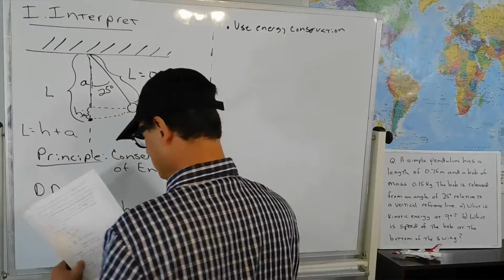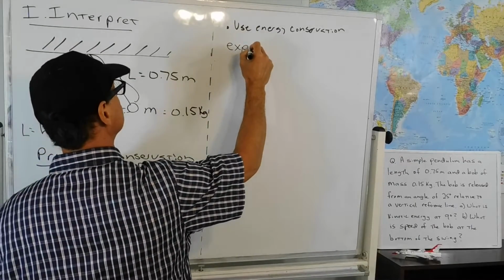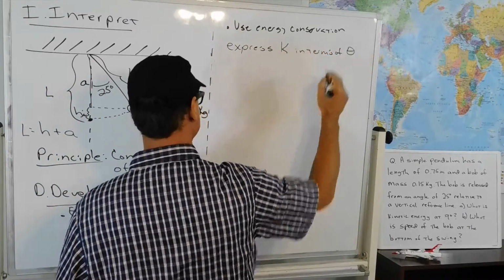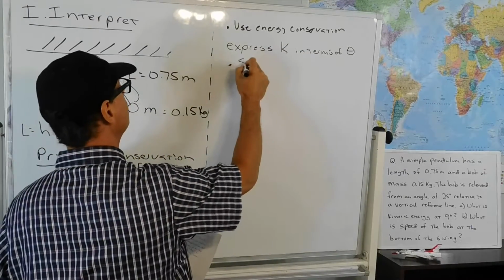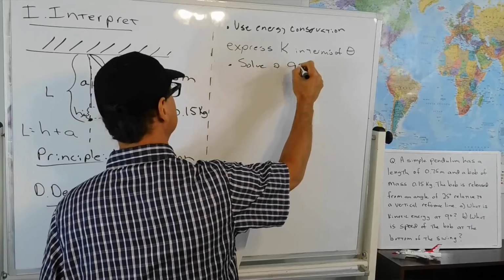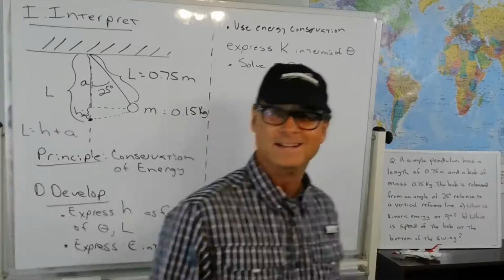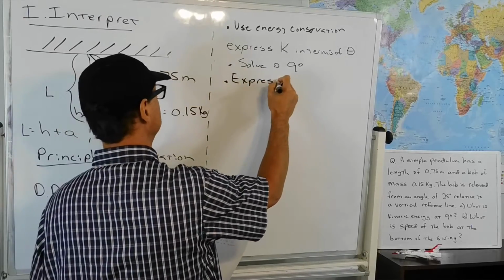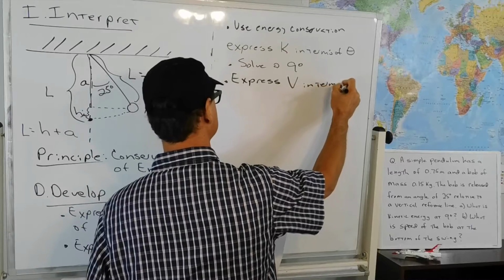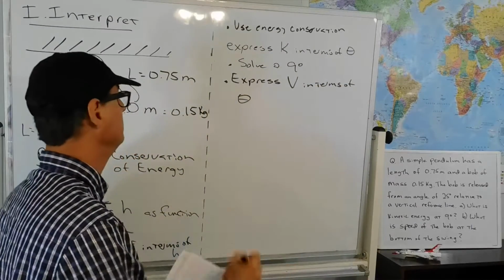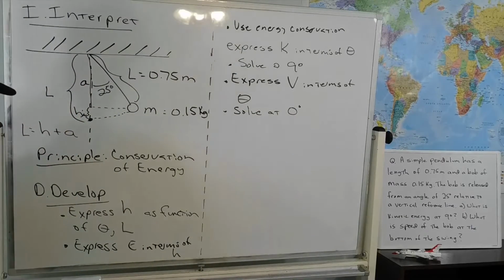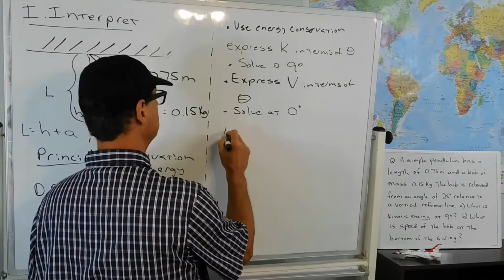And what are we going to use energy conservation to do? We're going to express the kinetic energy K in terms of theta. And then we can solve at 9 degrees, because the first part of our problem, we want to know the kinetic energy at 9 degrees. Now we can continue on and express velocity v in terms of theta, and then we can solve at 0 degrees, because 0 degrees, according to our picture, is the bottom of the swing. Wow, there's a lot of moving parts there. So let's go ahead and evaluate.